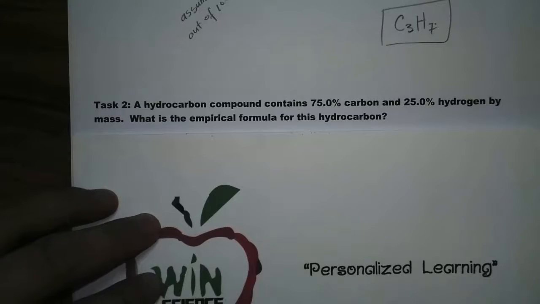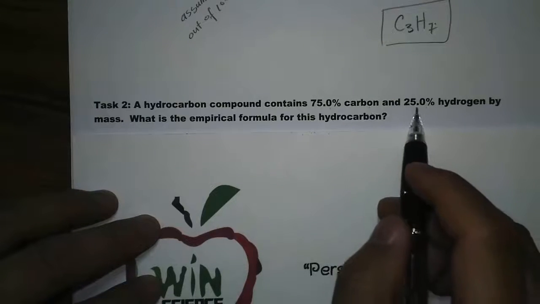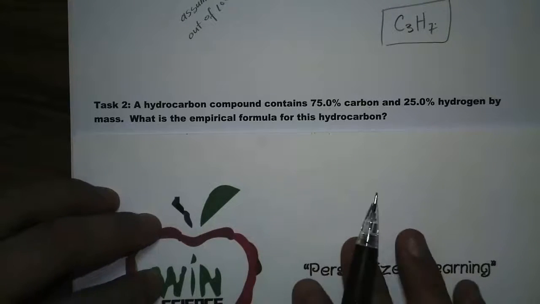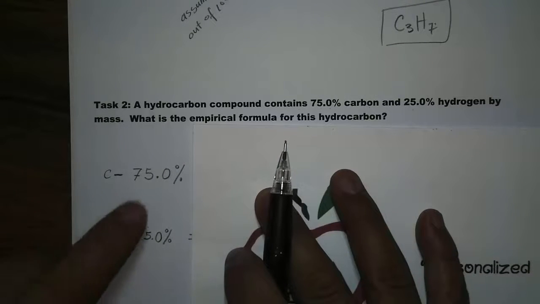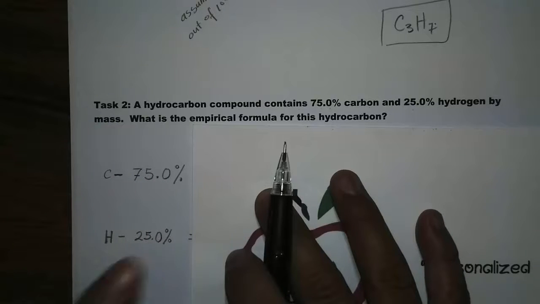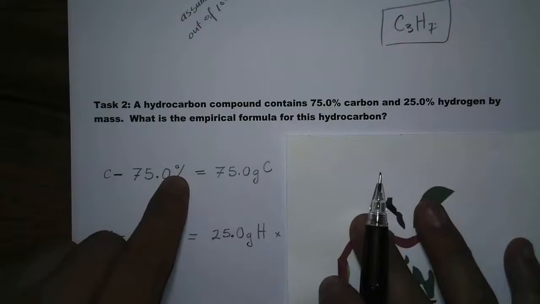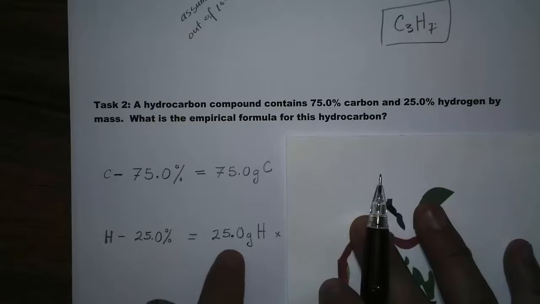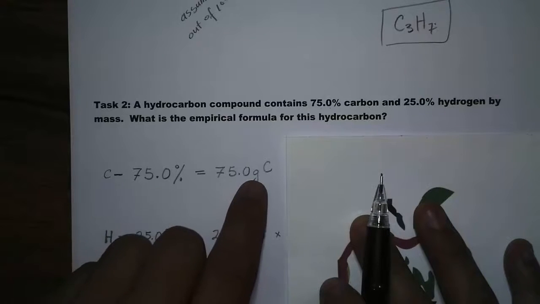Let's try another example. A hydrocarbon compound, again, contains 75% carbon and 25% hydrogen by mass. What is the empirical formula for this hydrocarbon? Again, I have my percentage for carbon and hydrogen. And what can we do to change this percentage to mass? We have to assume that this sample is 100 grams. And when we do that, all we have to do is take the percentage and just change it to grams. Notice how we have 25.0% equal to 25 grams of hydrogen. And for carbon, 75% becomes 75 grams of carbon.